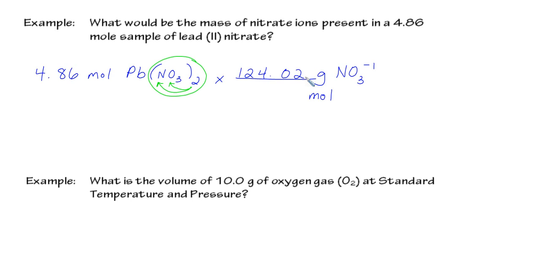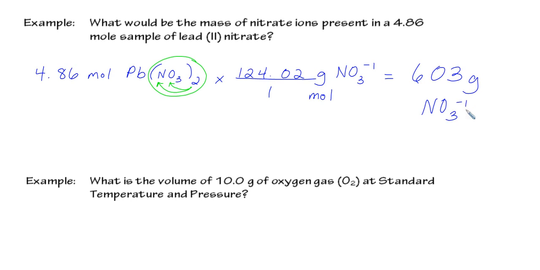Every one molecule of lead nitrate has 2 nitrate ions. Every 1 mole of lead nitrate is going to have 2 moles of nitrate ions. So we could just add up the mass of those 2 nitrates, and then that would be for every 1 mole of lead nitrate. Now I can just multiply straight across, round it to 3 sig figs. Oh, this isn't so bad. Let's say 603 grams of nitrate. Nice. I like that.